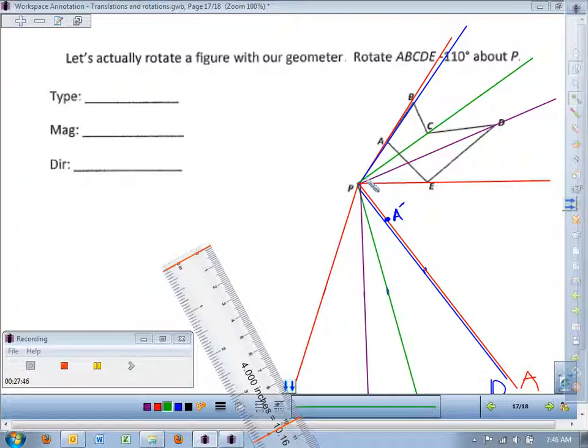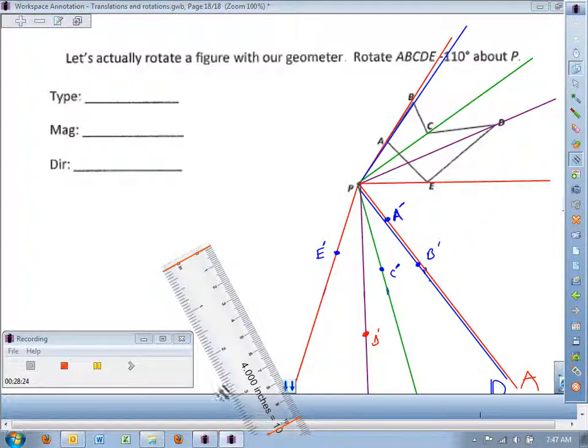Now do that again for B. Measure how far from P to B is originally. From P to B, hopefully you got about like 2.6 centimeters. I think I measured that right. So then go on the line that belongs to B and put 2.6 centimeters away. And do that for C, D, and E. Just measure how far away it is with my ruler. Go to the line that belongs to it and put those points on there. That's the prime points. And when you're all said and done, you can now connect the dots together.